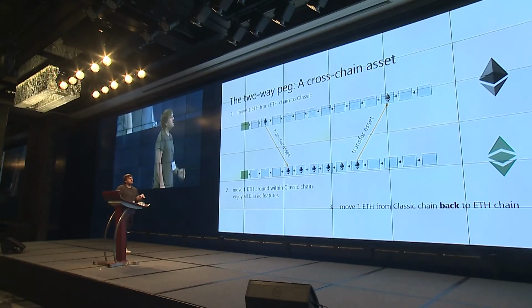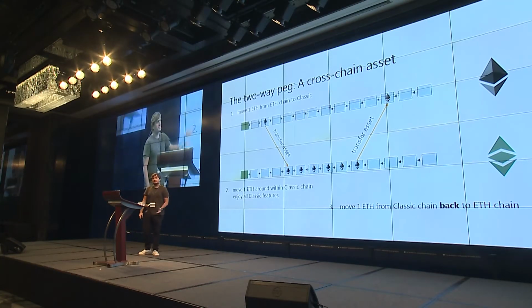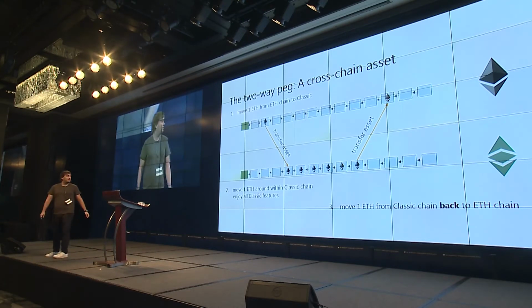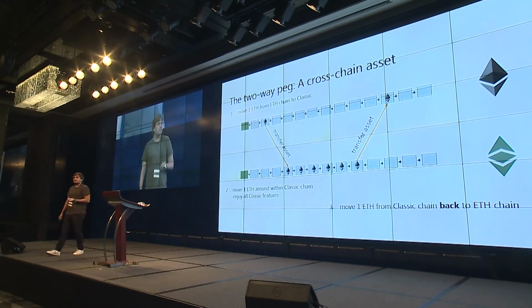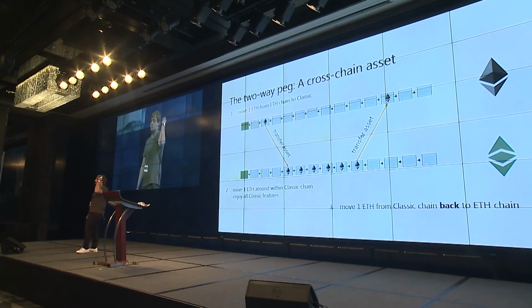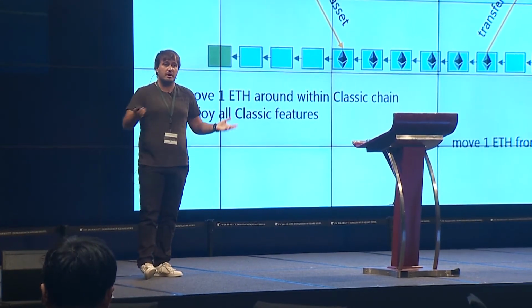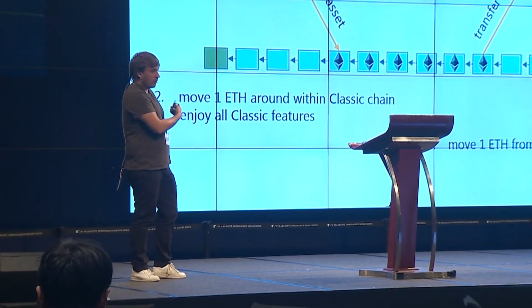So with this, you can do some very interesting things. And my favorite example is a two-way peg, in which we can create in Ethereum Classic an ERC20 token, which is pegged to one Ethereum. So then you can use all the Ethereum Classic features that you may want, but for units of Ethereum and not Ethereum Classic. So here's the idea.